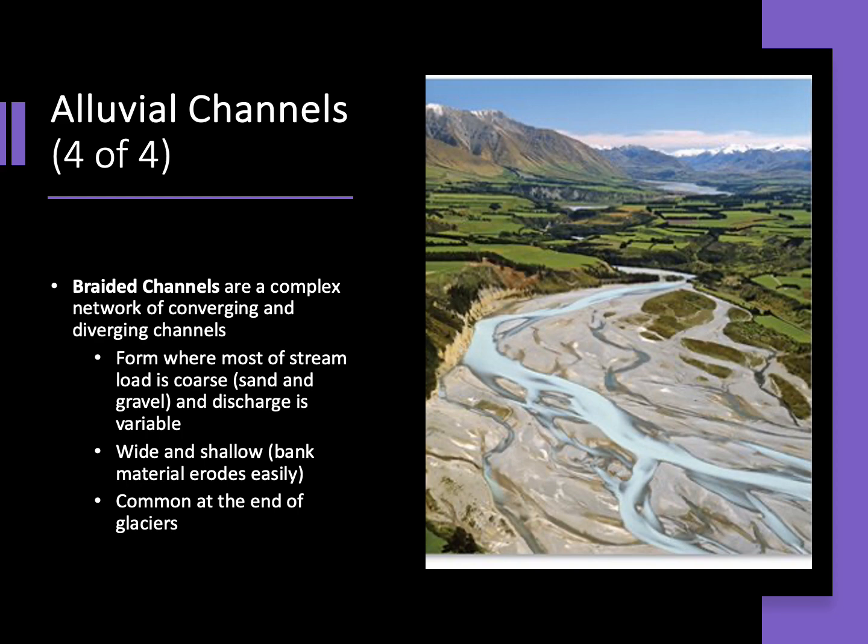We see overall that the channel of a braided channel is a lot wider, but the amount of water at the surface is a lot less than a meandering channel. And we commonly see these a lot at glaciers, where they're melting and that melt water is periodically coming off the ice.